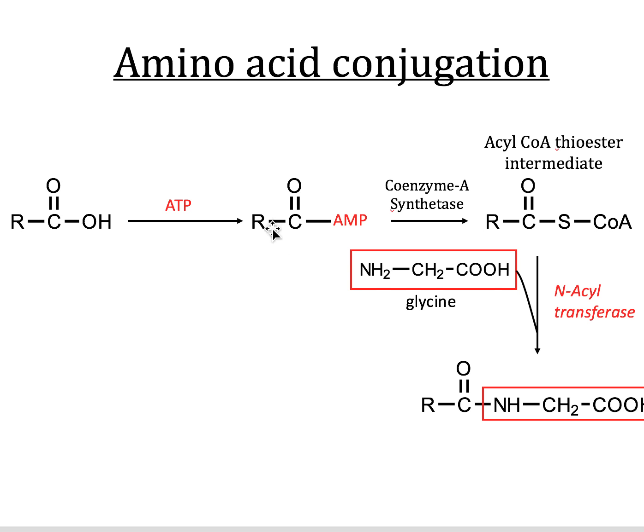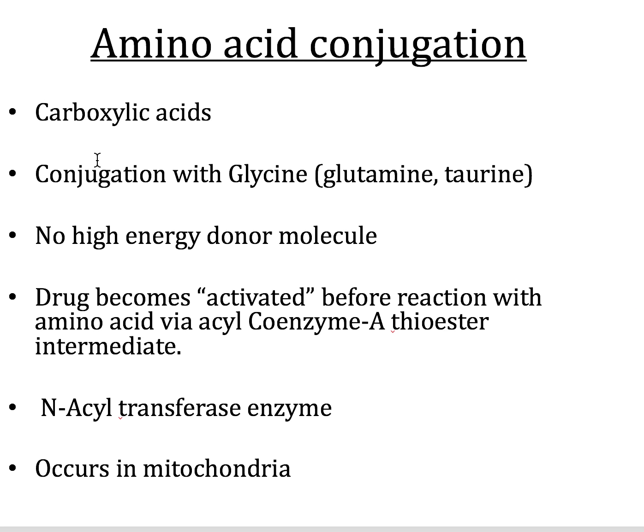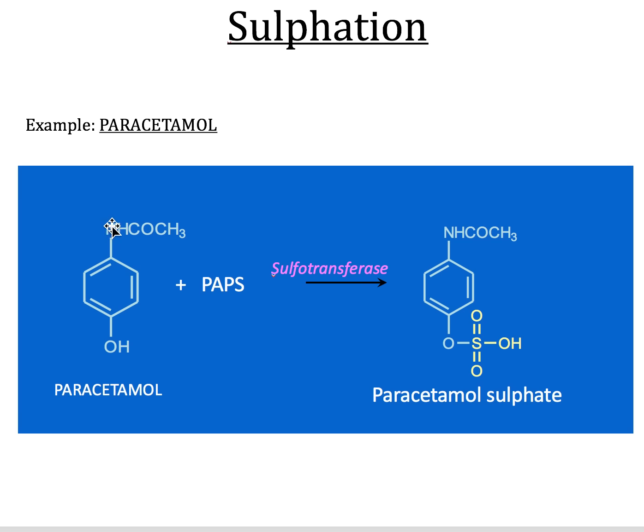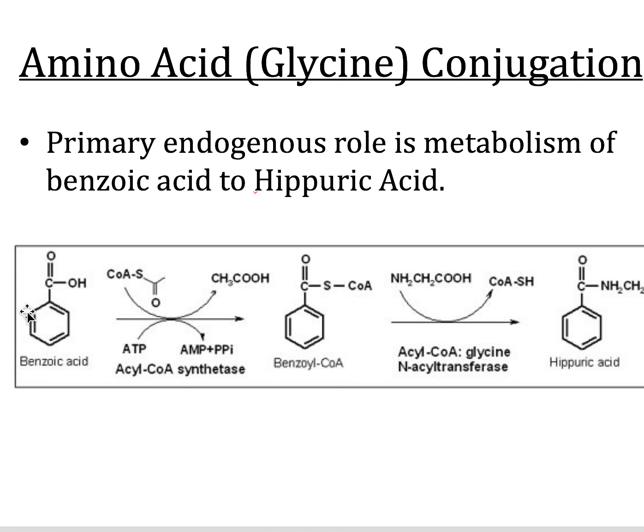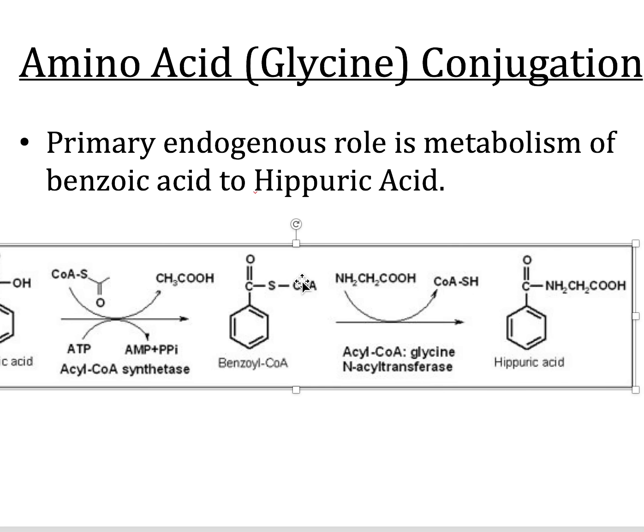So first, ATP is converted to AMP, then coenzyme A synthetase, and then it forms a thioester intermediate, and from there we remove the S-CoA part, the intermediate part, and then you add the amino acid to the drug. An example of this is benzoic acid. You can see as you go along the CoASH, and then you add the glycine to it.